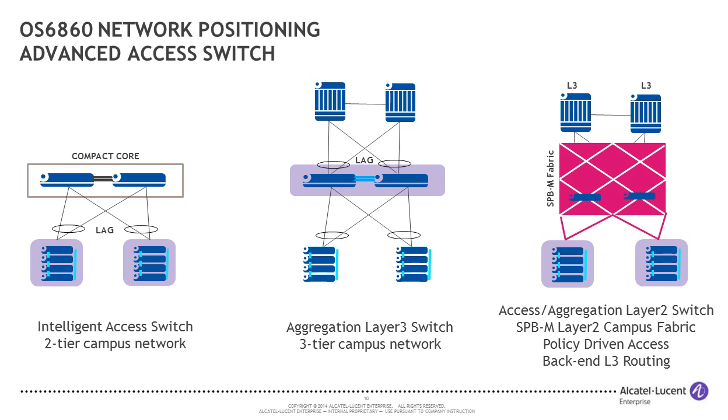So the most common way, and Rob alluded to it before, is where we have a compact core. Maybe it's a pair of our 6900s or maybe a pair of chassis switches. And then you have a two-tier design or architecture where the 6860 or virtual chassis or stack of 6860s would be positioned at that IDF closet or that access switch layer. Again, one of the most common types of deployment scenarios.